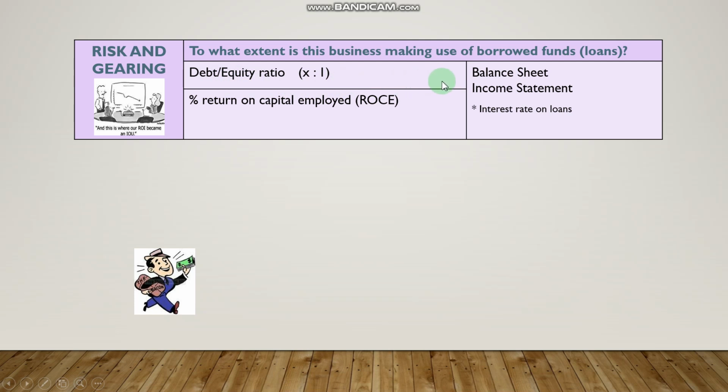When calculating this financial indicator, remember you want a financial indicator where X is always less than 1. When X is less than 1, it means that your equity is greater than your debt. The company is not at risk. So now let's just analyze 2 examples. If I get an answer of 0,2 is to 1, that means I am not making extensive use of loans. 0,2 is a small percentage of the capital that I'm using in the business is made up of the loans itself.